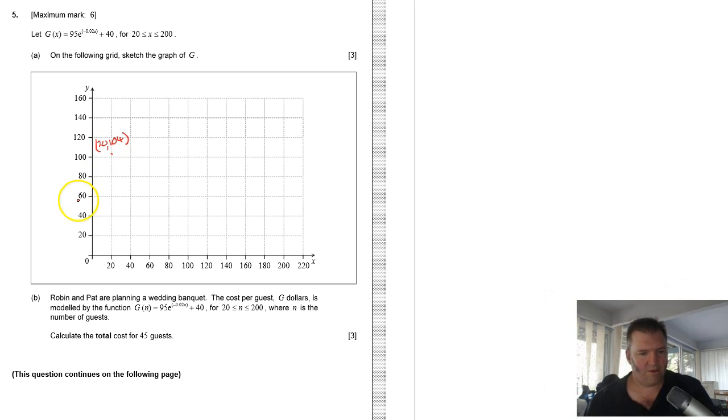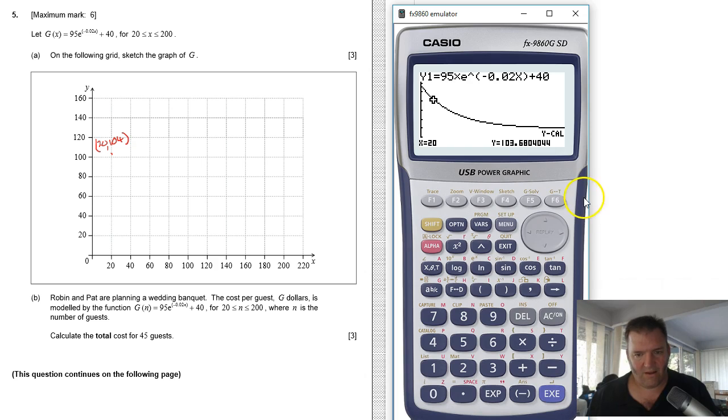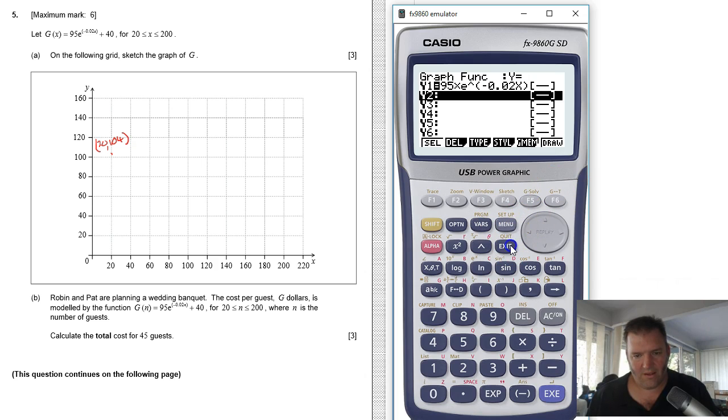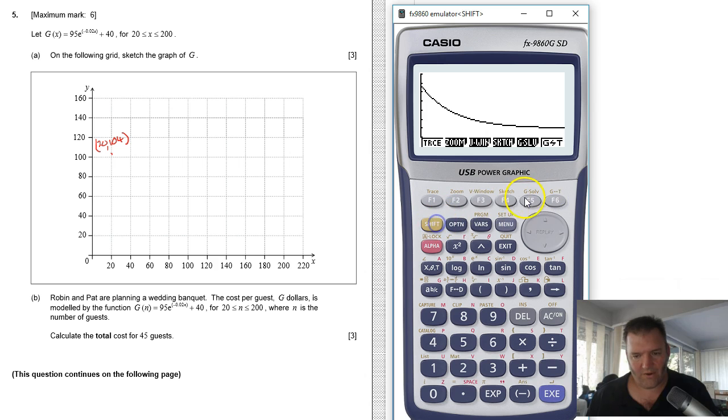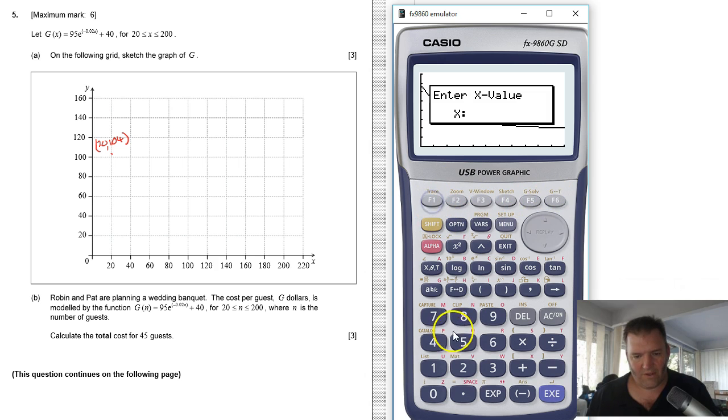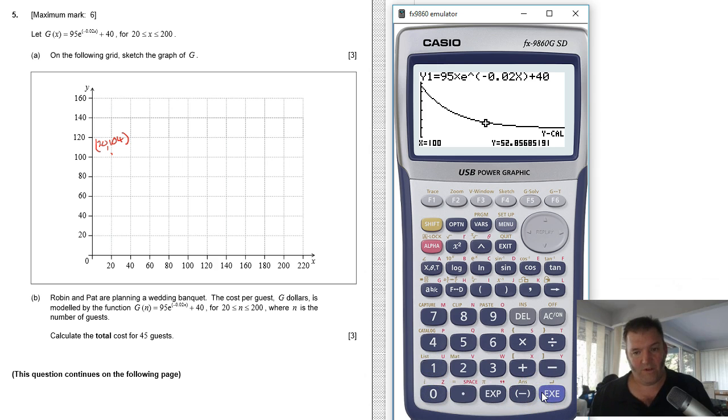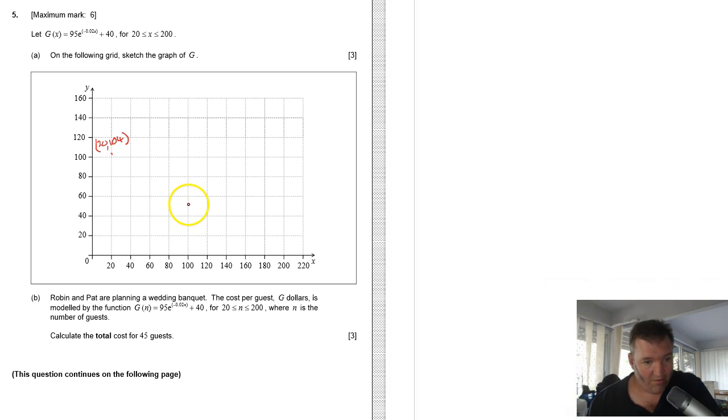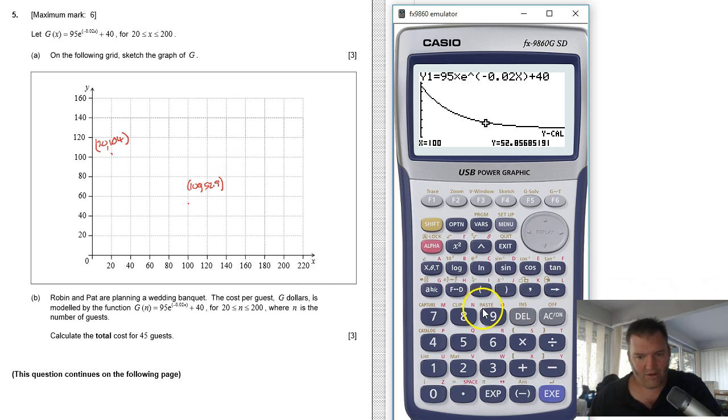Okay, we've got our general shape there. Let's find one value at 100 and another at 200, and we should have some points to go in. G-solve again, calculating the y value when x is 100. There you go, 52.9. So at 100, we need 52.9. Again, it doesn't hurt to let them know what you put in. 100, 52.9 is approximately that point.